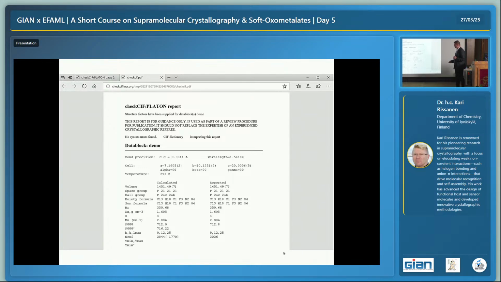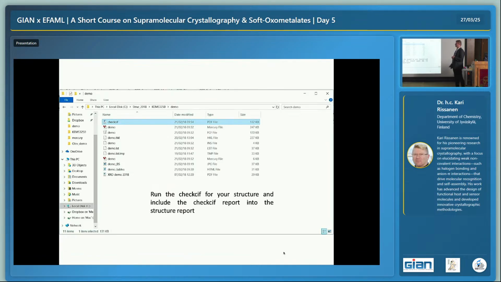If there is a big difference here, then the program will start to give warnings. Now you have not done something correctly. So that is why it is important to do this report. And now run the GIANxEFAML for your structure. This is for my students to do this kind of thing: once you have done it, you have your tables, then you have the GIANxEFAML, and when you have done your homework, you have to submit it.